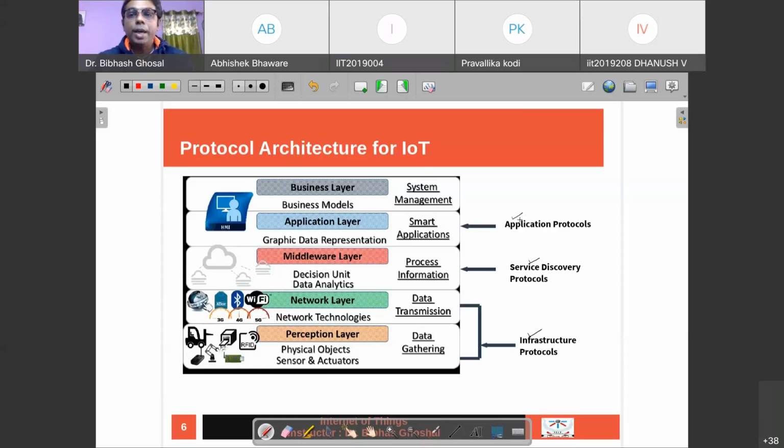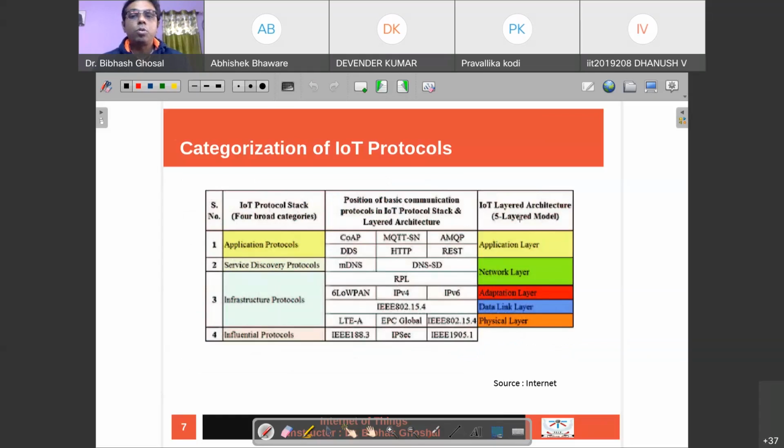So primarily, we have three classes of protocols when we talk about IoT: the infrastructure protocols that deal with the lower layers, the service discovery protocols that are involved in service management, and finally the protocols for building applications for IoT. We'll see in this lecture only the infrastructure protocols. In the next lecture, we'll talk about service discovery and application protocols. Let's quickly have a view of the different protocols that we have, and we'll be covering them in our course.